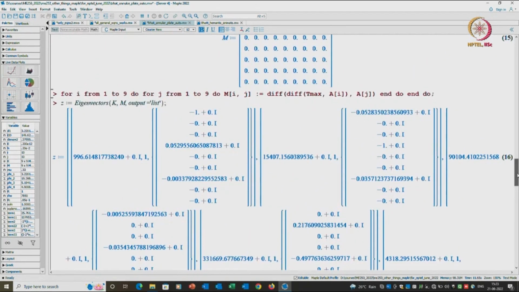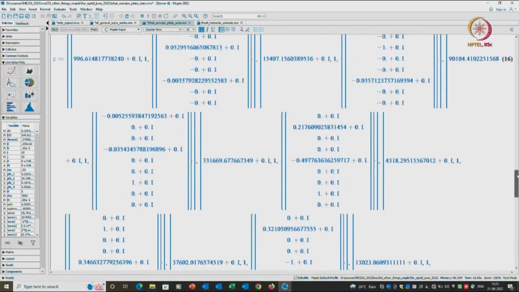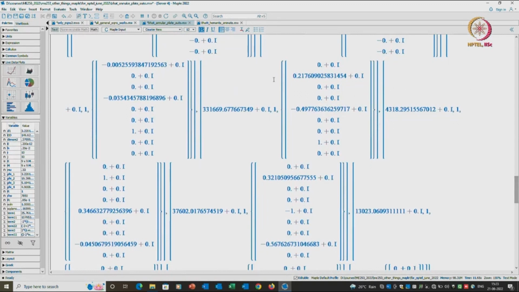Now lastly, we look at 90,104. The corresponding eigenvector is minus 0.00525 for phi 1, minus 0.0354 for phi 2 and 1 for phi 3.